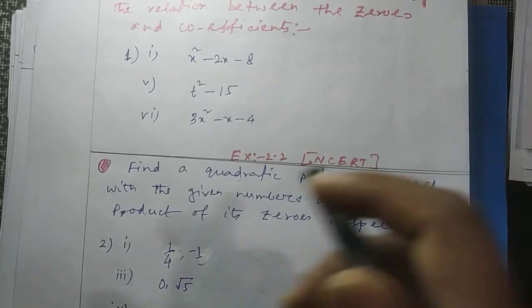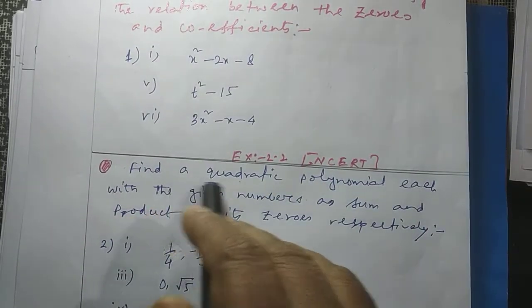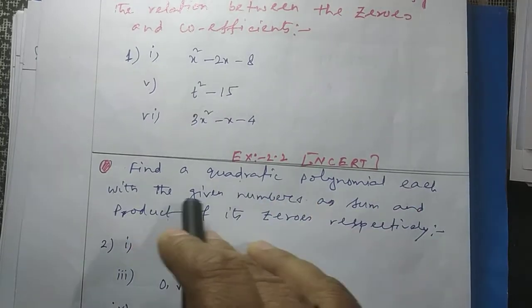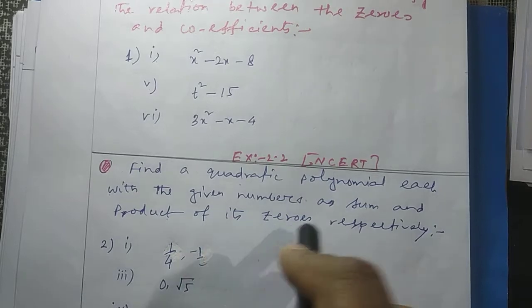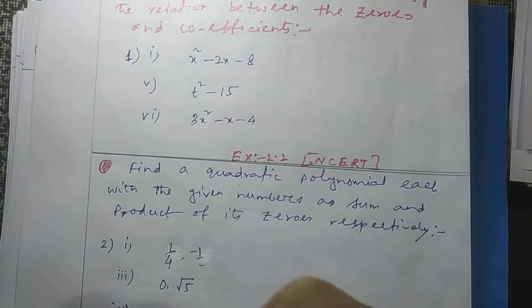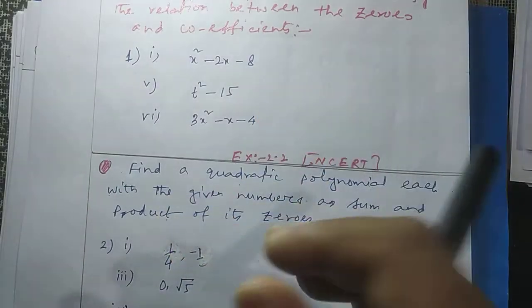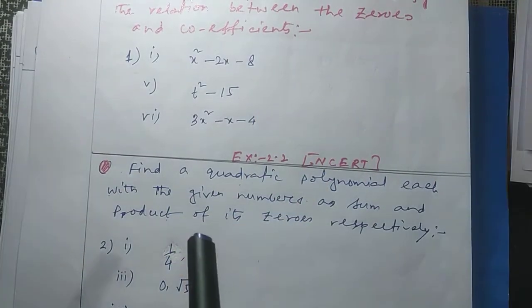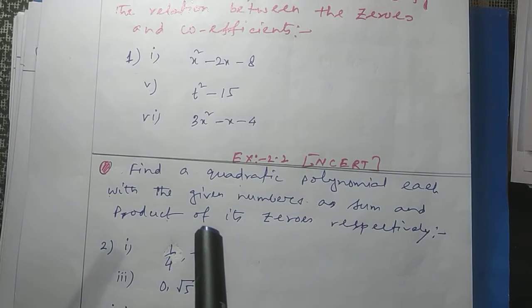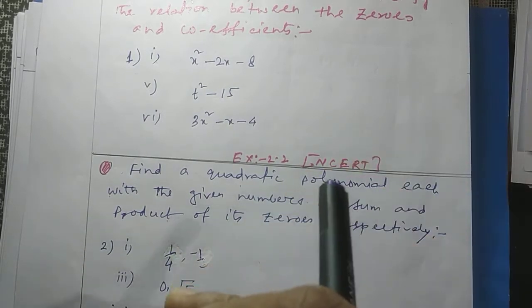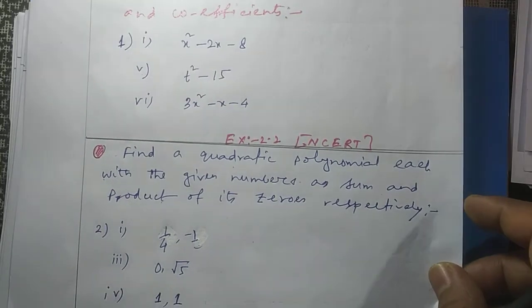But before that, first let us read the question. What is told here? Find a quadratic polynomial each with the given numbers as sum and product of its zeros respectively. That means in this case the sum of the zeros and the product of the zeros of a quadratic polynomial will be mentioned. From here we have to find out the quadratic polynomial. So that is to be done here. Now let us solve one by one, correct?